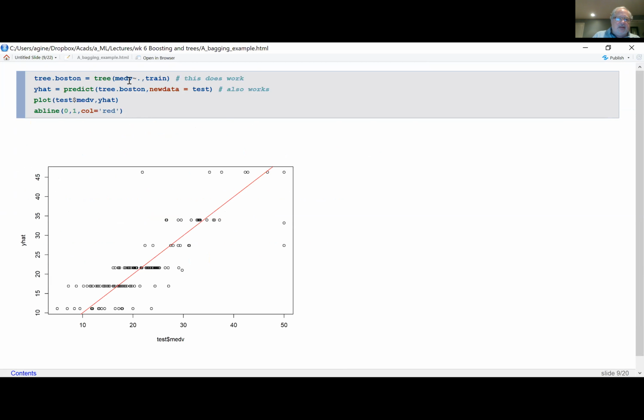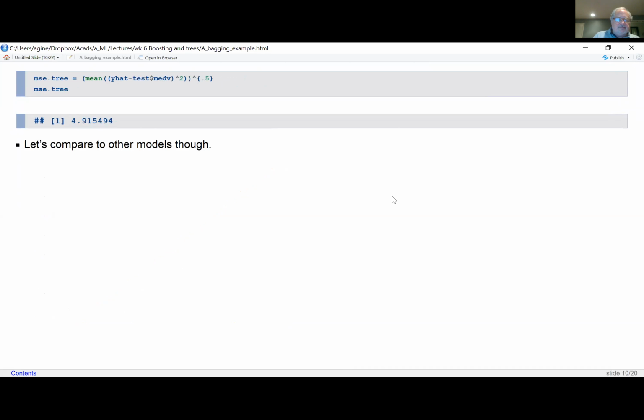I want to compute median values against all the other variables, and I'm just going to give it the data set that's the training set, and call that tree.Boston. And my predictions, predict, now works just fine. I want to predict with my model, called tree.Boston, and my new data is the test data. And I can plot that, and you can see that it's not perfect, but it's predicting roughly an equal number above and below. So it is doing that, and Niels mentioned the mean square error.